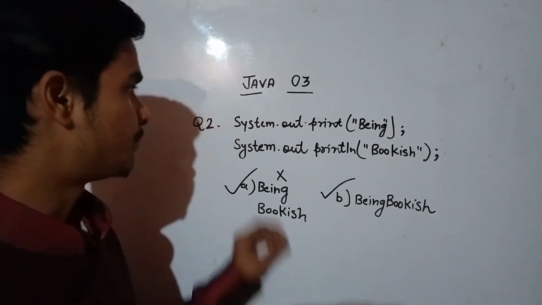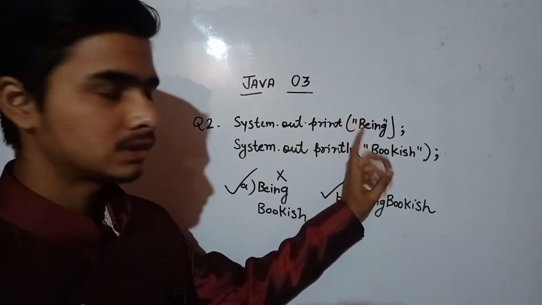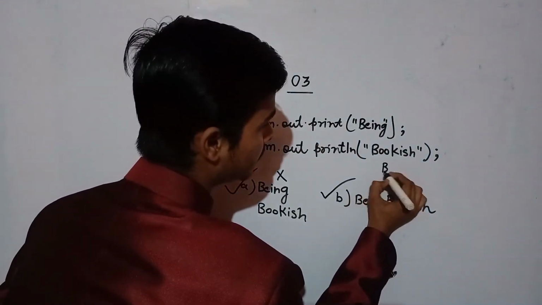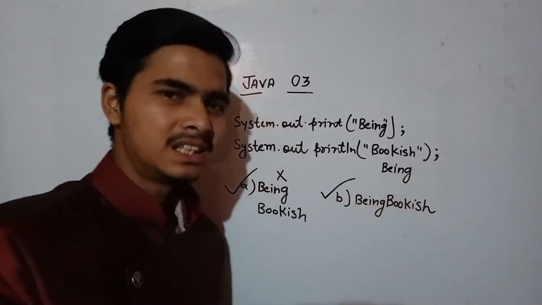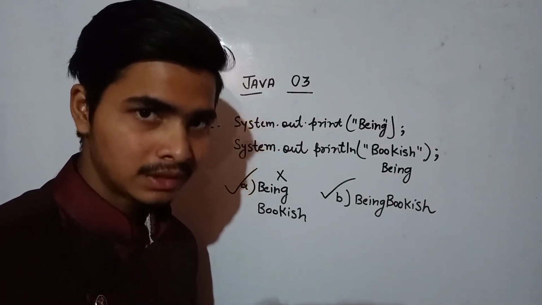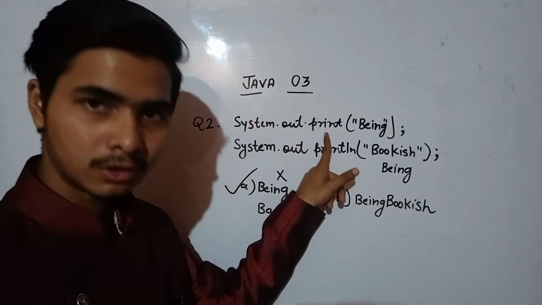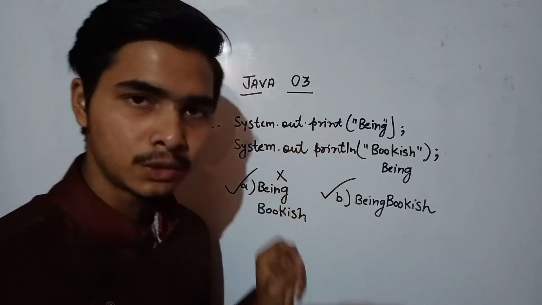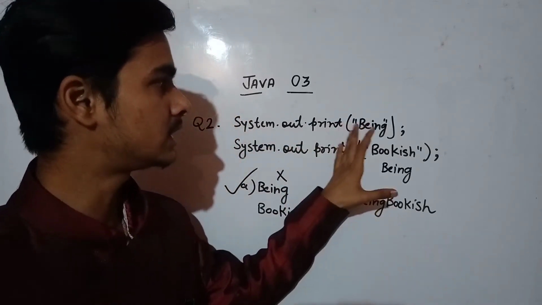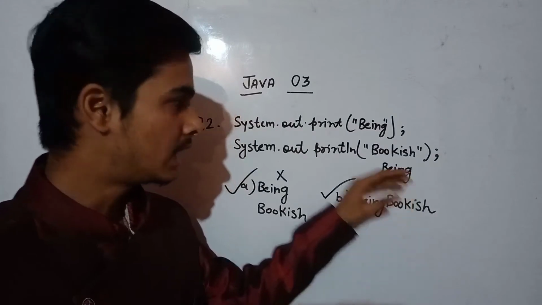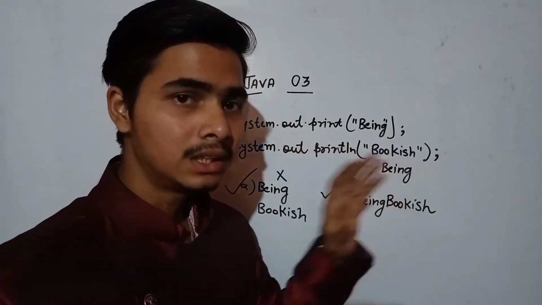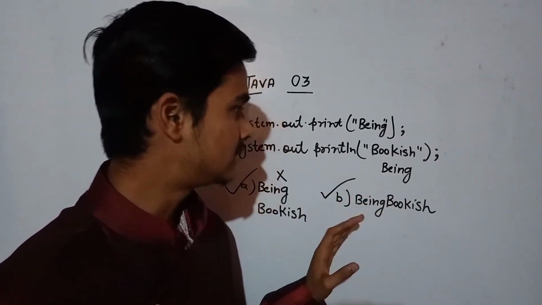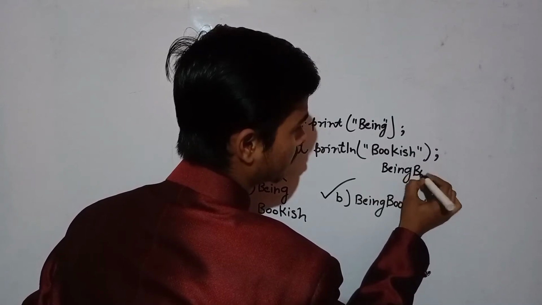Why this option? If you have not understood, see, the statement simply asks to print being, to just print being. So we will print being. But does it ask to give a new line? Concentrate on this line. Does this line ask to give a new line? No, it just asks the statement to just print, so it just got printed, and whatever is the next line will not get printed in the next line, rather it will be printed after this. So bookish.